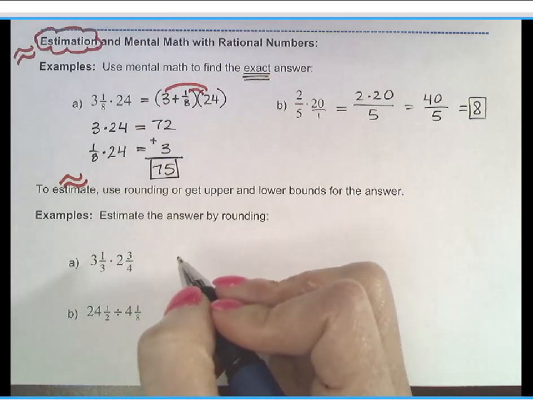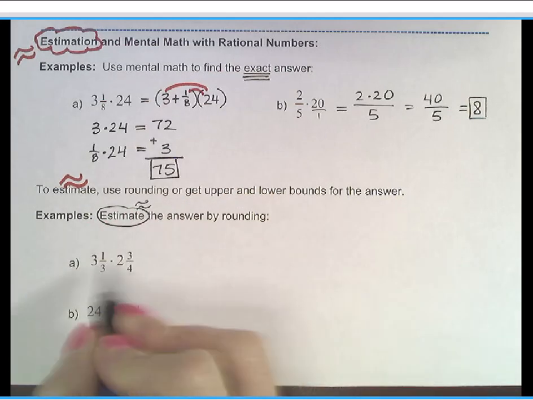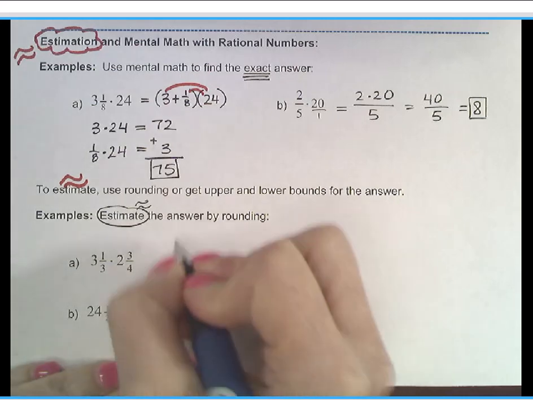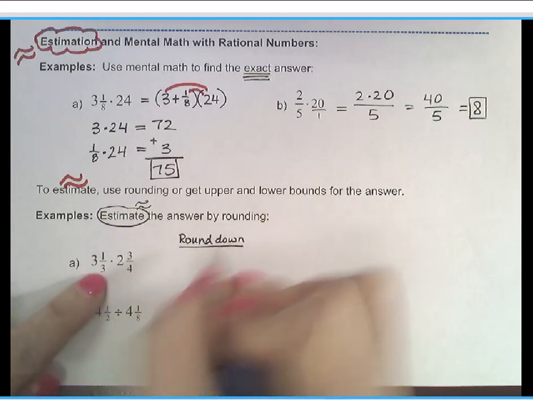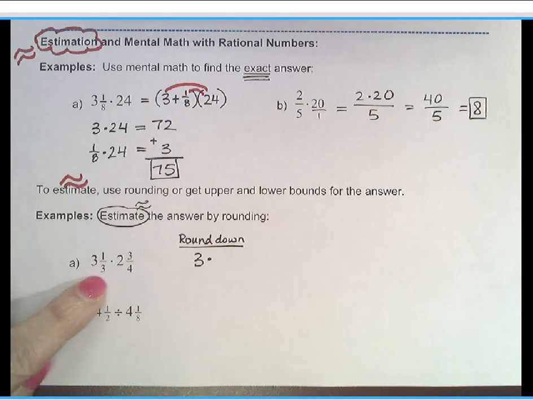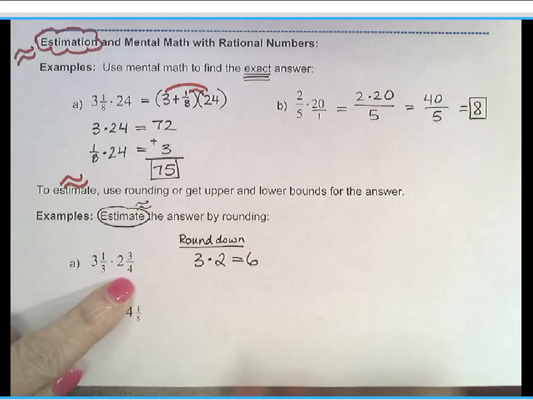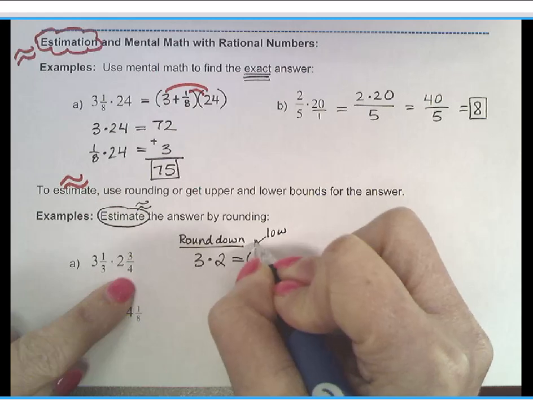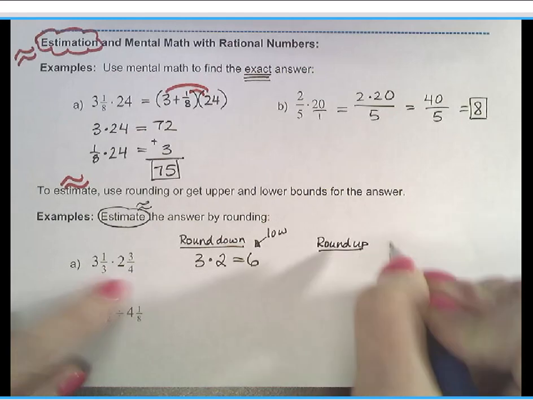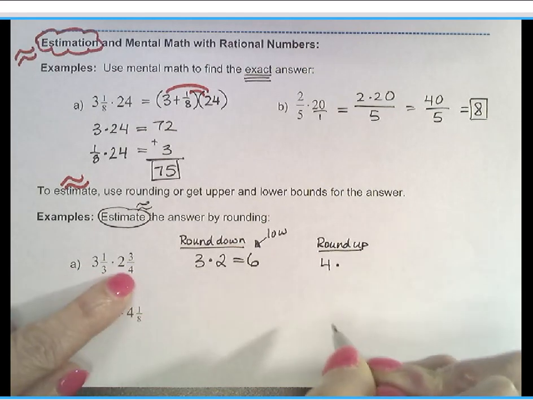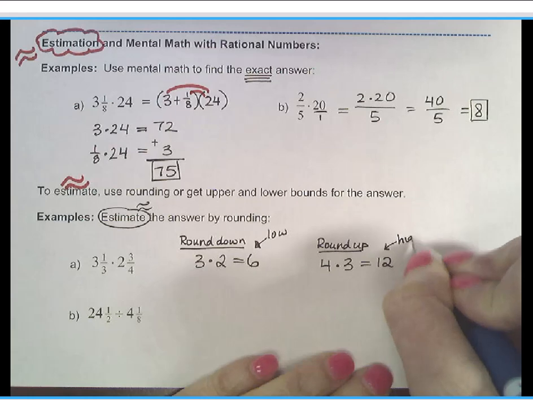So first what I'm going to do is, it does say estimate the answers by rounding. So let's round these mixed numbers off to whole numbers. So I'm going to round down, which should give us a low estimate. So 3 1/3, if I round that down, that's just 3. 2 3/4, if I round that down, that would be 2. So 6 would be like a low estimate. 6. If I round up, 3 1/3 rounded up would be 4. 2 3/4 rounded up would be 3. You're rounding both numbers up. I would get 12. You see how that would be a high estimate?